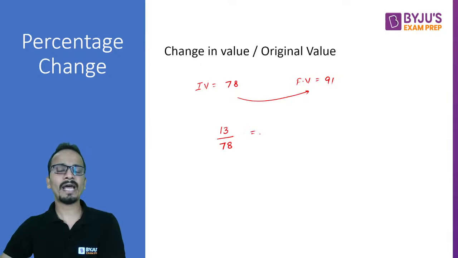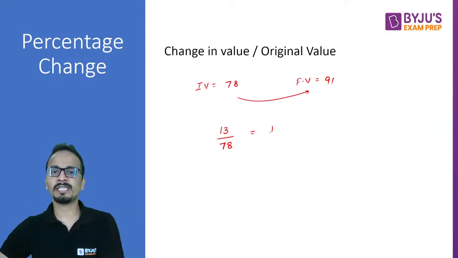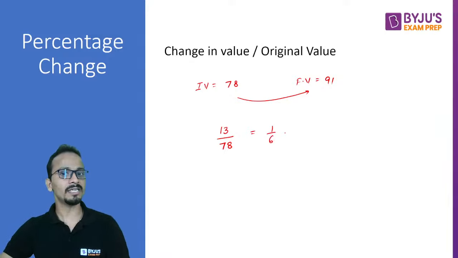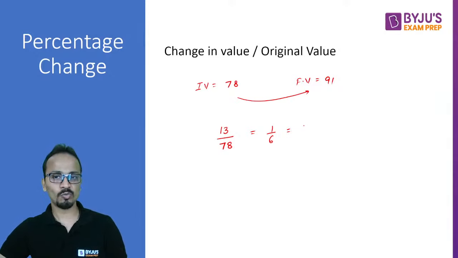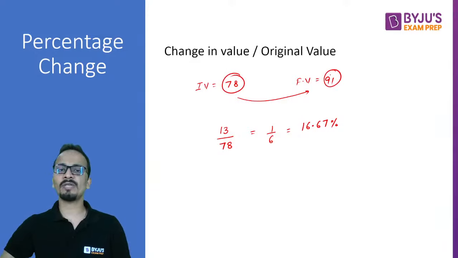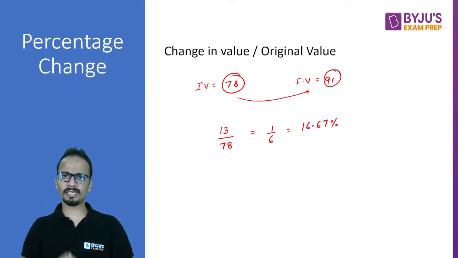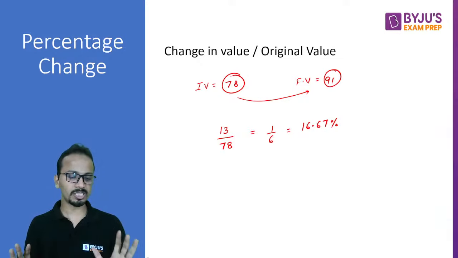I'll just try to simplify this fraction. 13 upon 78 can be written as 1 upon 6. And if you remember the percentage equivalent for 1 by 6, then it will be very easy, very time saving for all of you to mark the answer. So 1 by 6 is how much? 16.66 or 16.67 percent. So in this case, initial value 78, final value 91, the percentage change is 16.67. A very basic thing that we must remember.